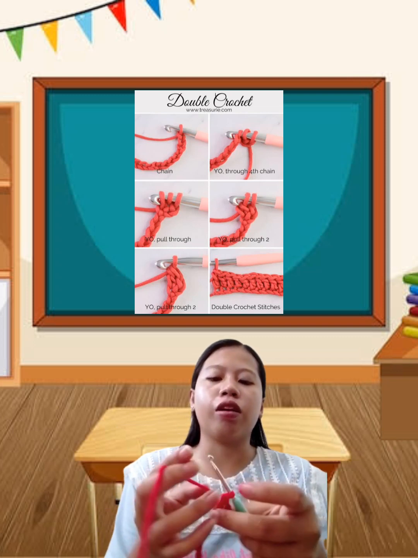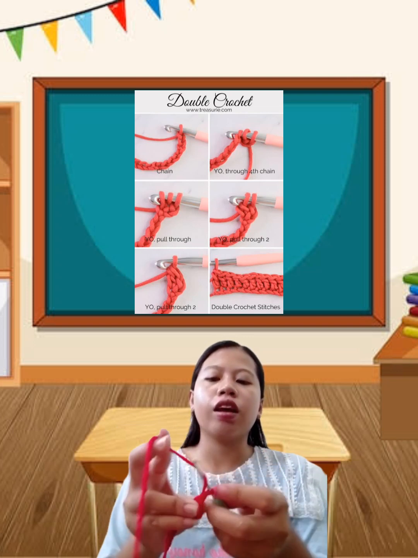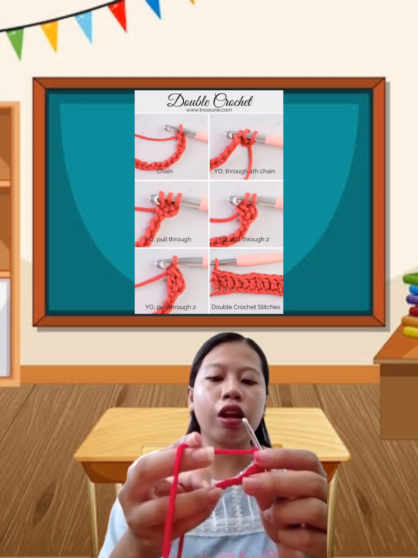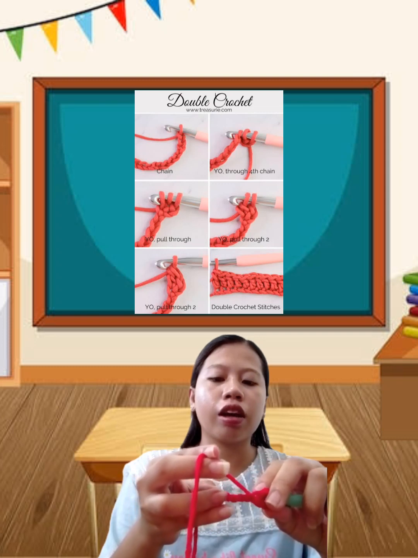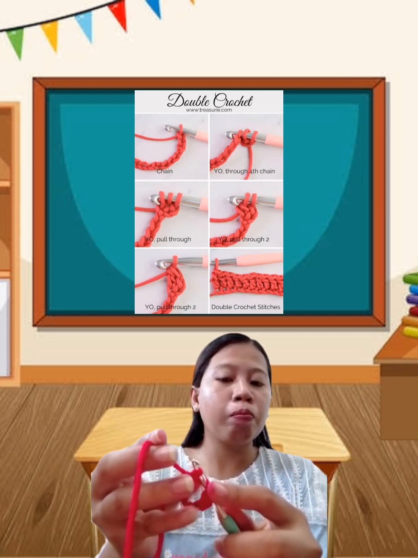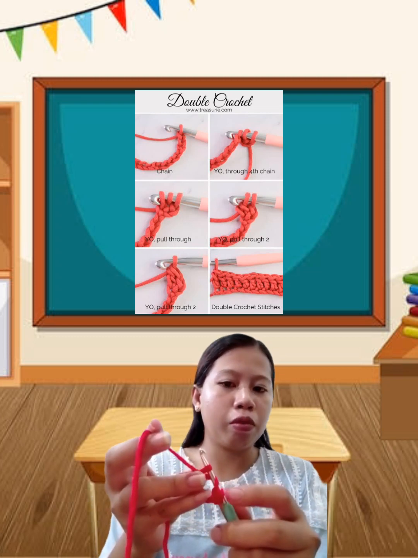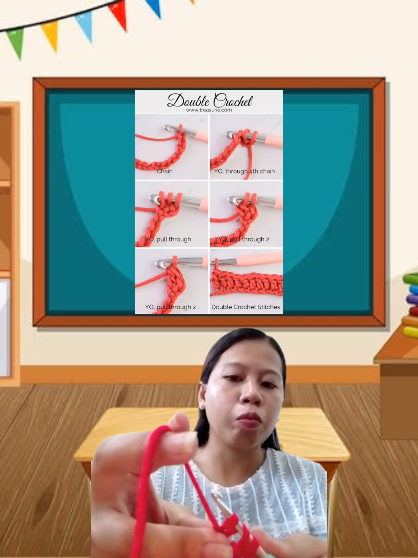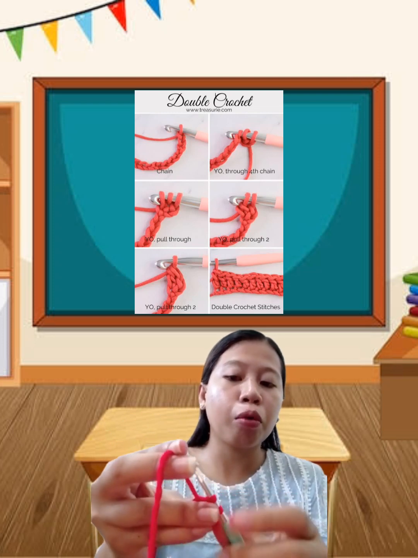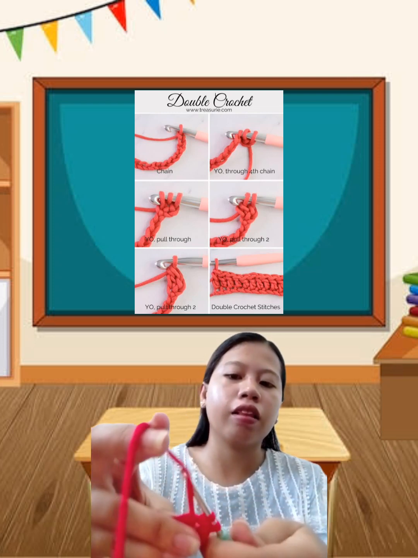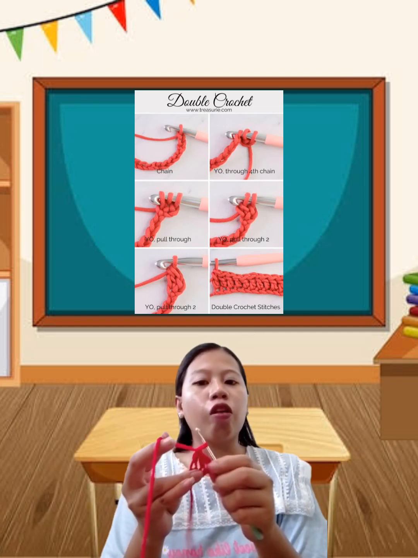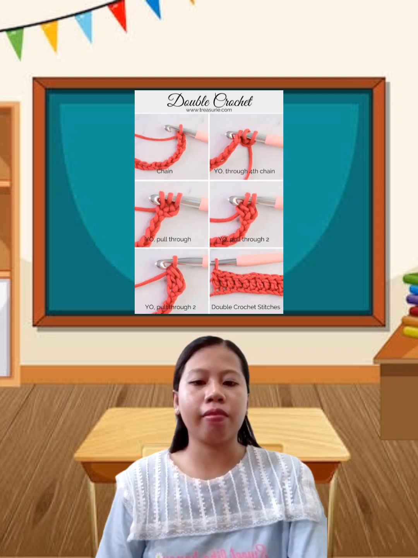Okay, let's make another one. Yarn over, 1, 2, 3, 4, insert, yarn over, pull through 2 loops, 2 loops only. Then pull through 2 loops again. That's how to make a double crochet.